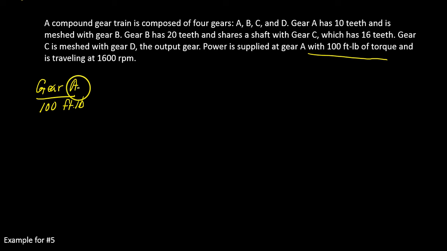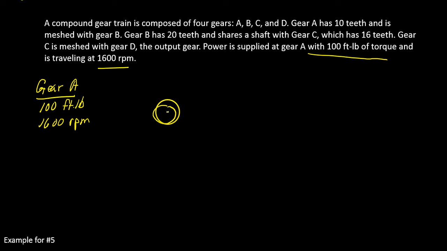The other thing we know is that it's also running at 1600 RPMs. So we'll need that for angular velocity. 1600 RPM. And we're good for now because our sketch is going to take care of everything else. So let's draw this gear train.